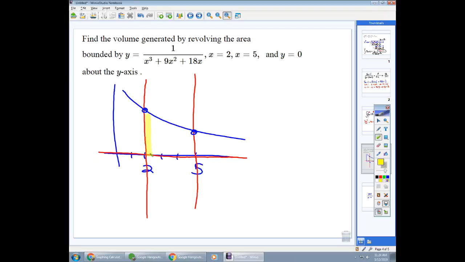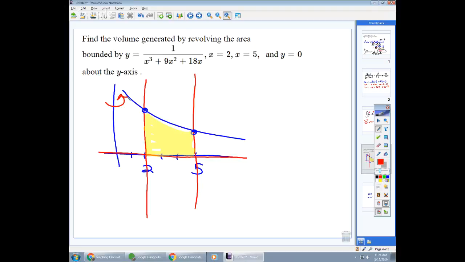Even though we're not finding the area, it is an excellent idea on your hand-drawn picture to shade that area to remind yourself what region you're playing with, because you're going to have to decide on disks or shells next. We're going to revolve this around the y-axis, so indicate your axis of rotation. This is all stuff I expect to see. And now it's playtime.